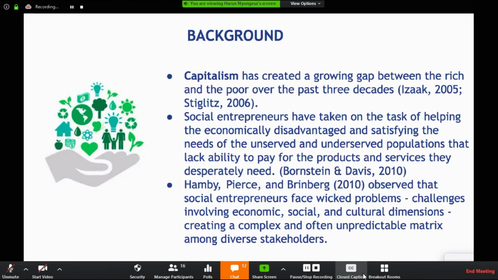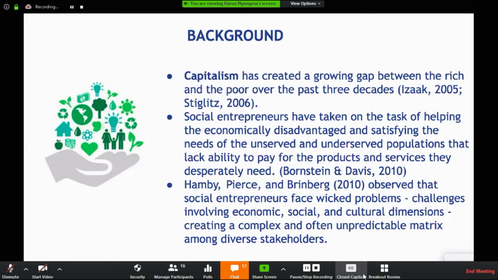And then social entrepreneurs have taken on the task of helping the economically disadvantaged groups who are being left out, and satisfying the needs of the unserved or underserved populations that lack the ability to pay for the products and services they desperately need. Then Hamby, Pierce, and Greenberg observed that social entrepreneurs face a number of challenges involving economic, social, and cultural dimensions, which create a complex and often very unpredictable matrix among diverse stakeholders.